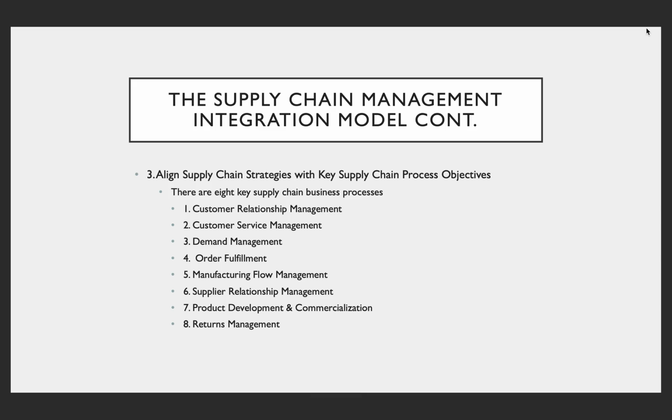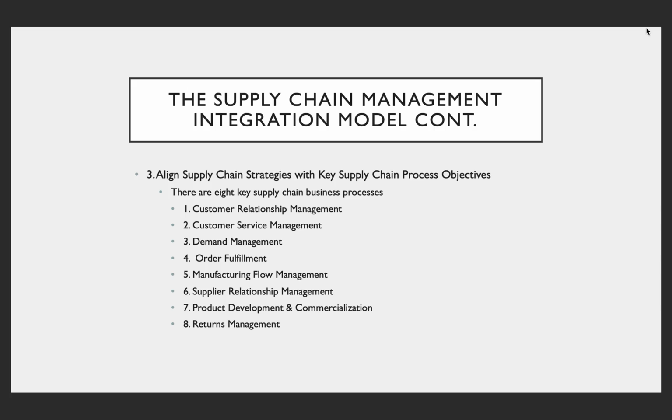Next is to align supply chain strategies with the key supply chain process objectives. And so there are 8 key supply chain business processes. The first one is customer relationship management. This is where you identify the customer segments, tailor the products and service agreements to meet their needs, and measure customer profitability and the firm's impact on the customer. Next is your customer service management. This provides information to customers such as product availability, shipping dates, service agreements, etc. Three is demand management. You balance customer demand with the firm's output capacity.